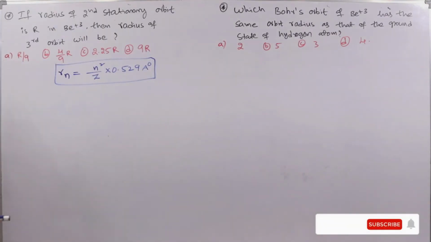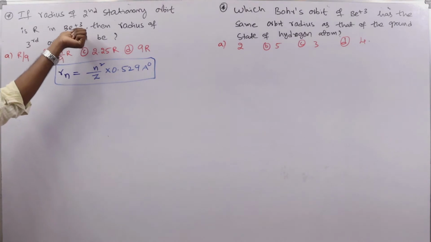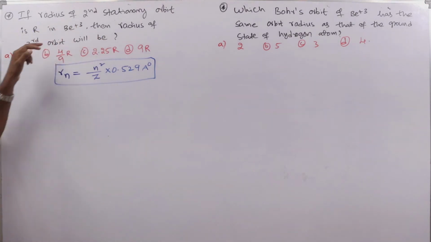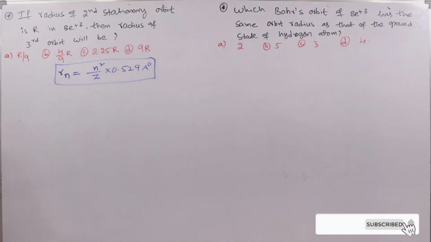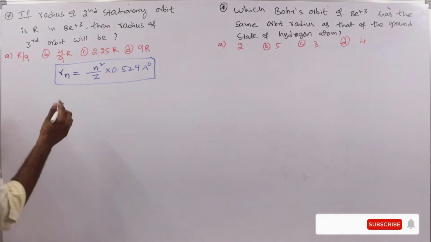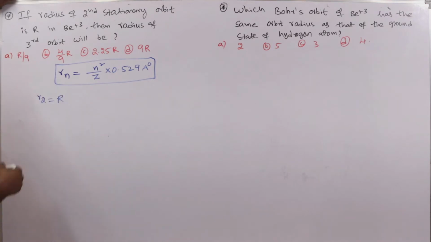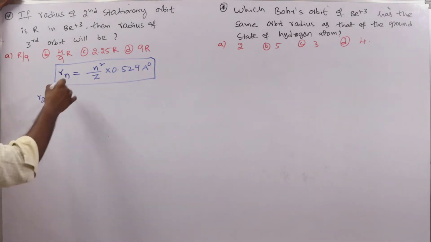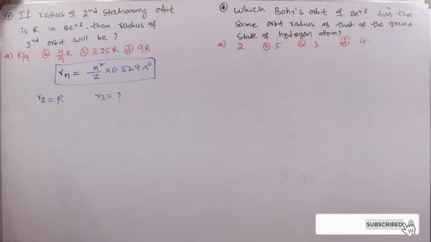Okay, so here they have given the radius of the second stationary orbit in beryllium plus 3 is r. We have to find out the radius of the third orbit. This is the formula we just discussed. Here they have given the radius of the second orbit, which we are taking as r2, that is equal to r. And r3 we should find, yes or no? The radius of the third orbit we have to find.